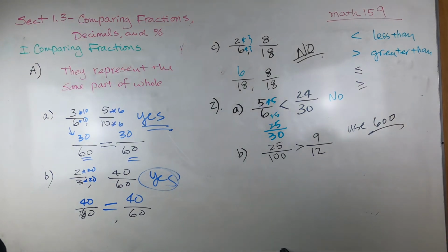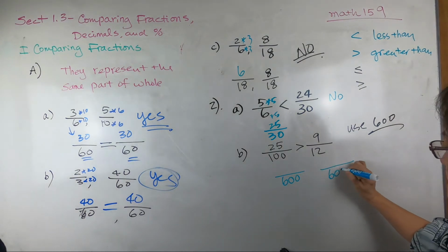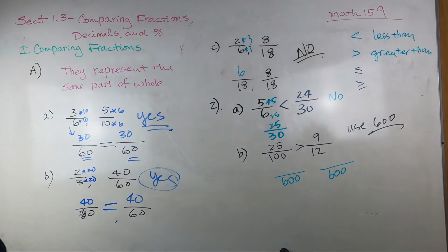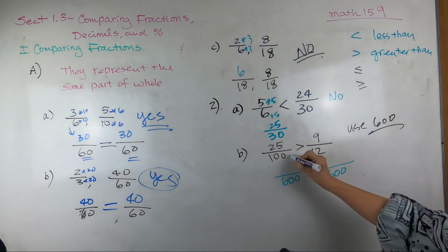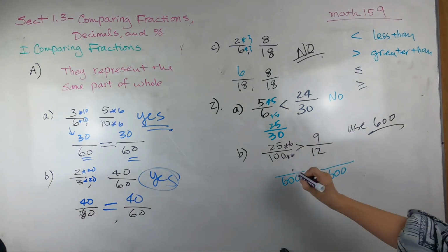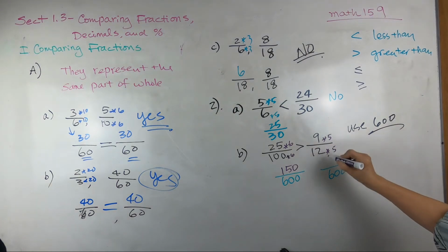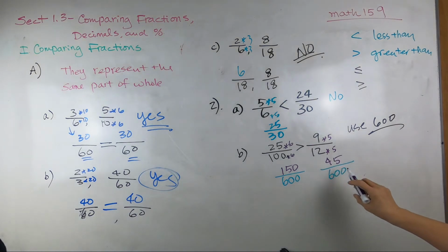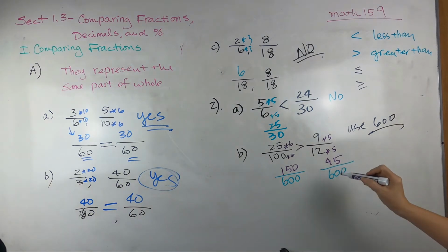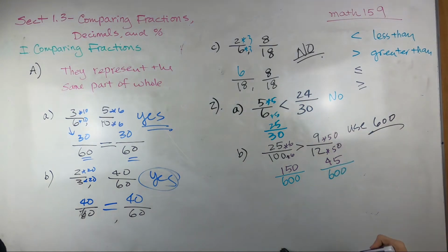120 will not work, right? Or you use 1200, it will work. But if we use 600, that will work too. If you use 600, this one you have to times 6. 25 times 6 would be what? 150. This one you have to times 5. It's 45. Is 150 bigger than, oops, did I copy right? 600. Oh, I have to times 50.